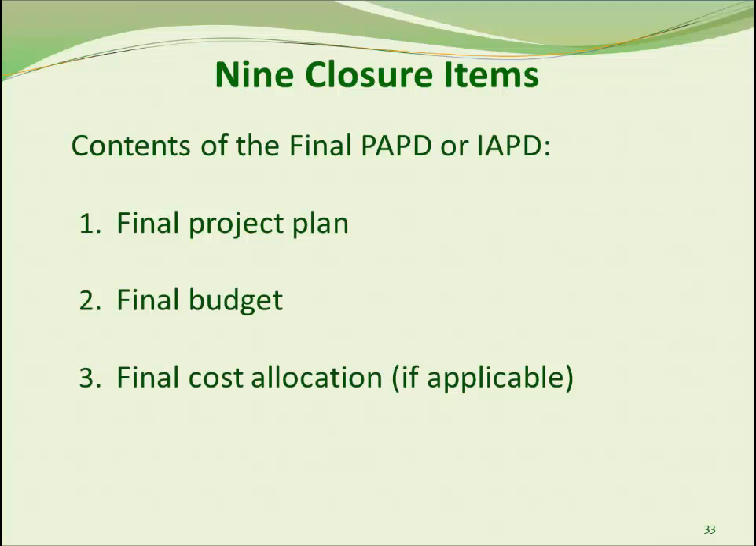I will briefly cover the 9 items needed for APD closure. The amount of detail you provide for the closure will be more for an IAPD than for a PAPD. The final project plan should reflect all of the work completed. The final budget should show all expenditures by line item, by program, and by federal fiscal year and quarter. If applicable, the final cost allocation should reflect all contributing entities.